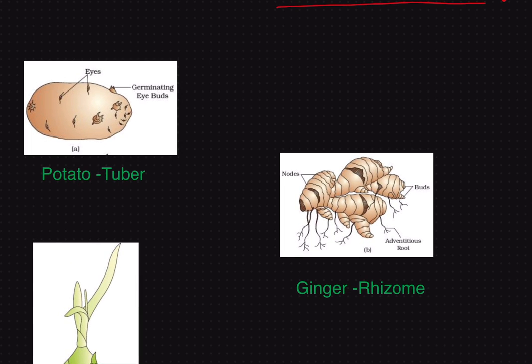This is an example of potato, which has a modified stem called tuber. On the tuber of potato you can see there are eyes, and each eye is capable of producing one plantlet. So, potato is a plant that reproduces with the help of eyes that are present on the modified stem called tuber. So, here the vegetative propagule is your tuber.